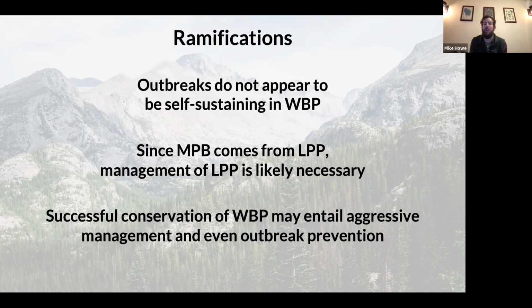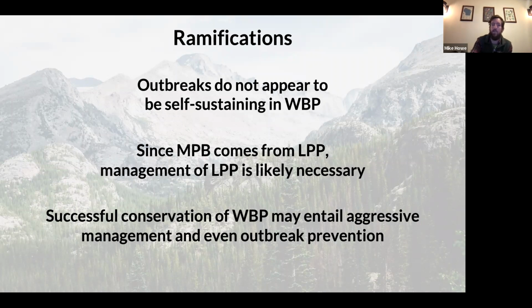So since outbreaks don't appear to be self-sustaining in whitebark pine, and since mountain pine beetle seems to come mostly from lodgepole pine, we think that this has pretty good evidence that we should perform more aggressive management of lodgepole pine, and perhaps use this as a reason to thin hazard stands in areas where we have historically not been able to perform any silvicultural treatments. Because ultimately we think that the successful conservation of whitebark pine may entail pretty aggressive management and even outbreak prevention, although we likely have a bit of time to get our act together since outbreaks don't seem to occur all that frequently.